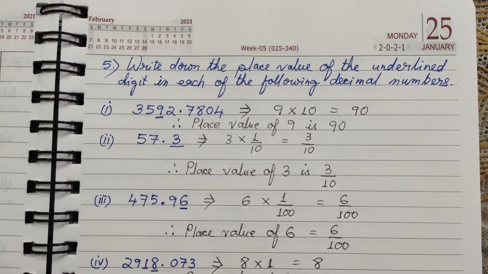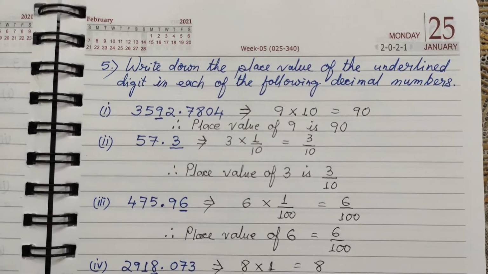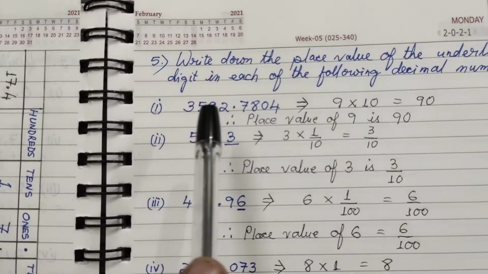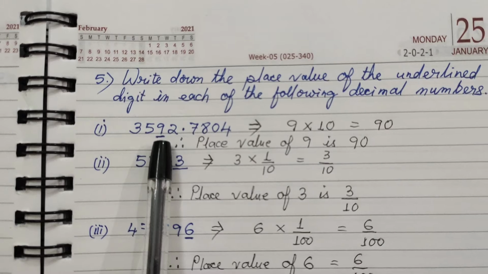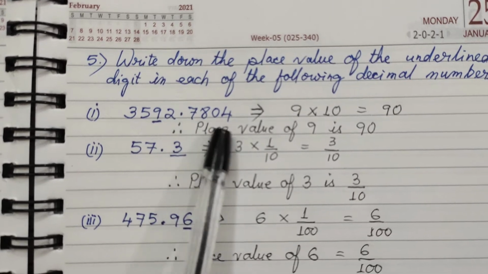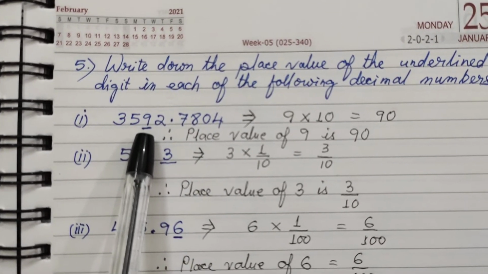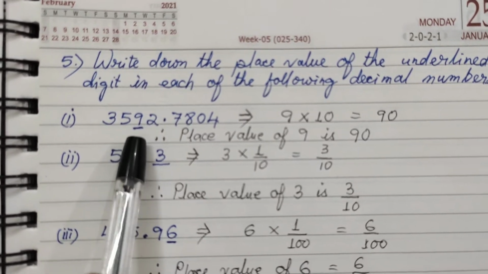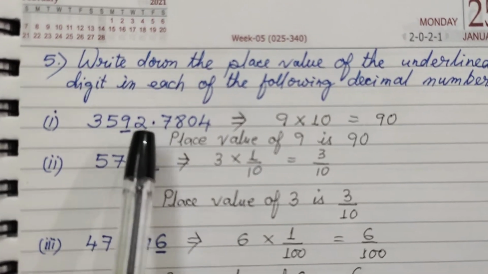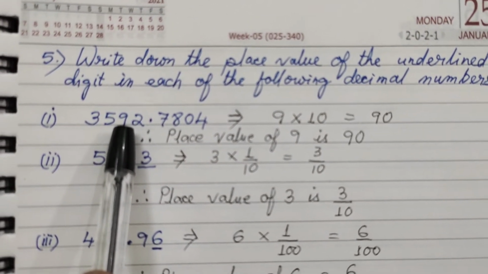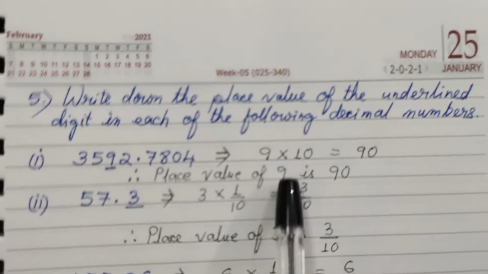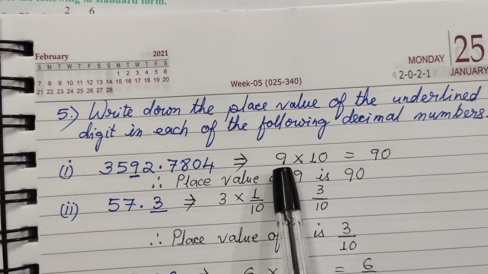write down the place value of the underlined digits in each of the following decimal numbers. You can see in each of these questions, a certain number is underlined. Like in the first question, the decimal number is 3592.7804. Here 9 is underlined. Now in which position is 9? Remember, before the point, the first digit towards the left side is the 1's house, then 10th. So 9 is in the 10th house. So I have written over here, 9 is in the 10th house.